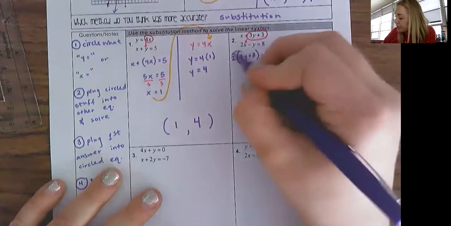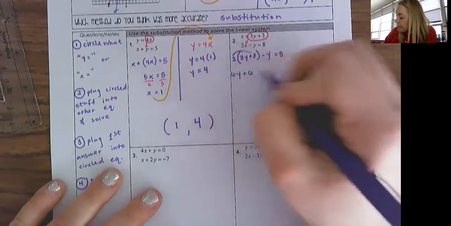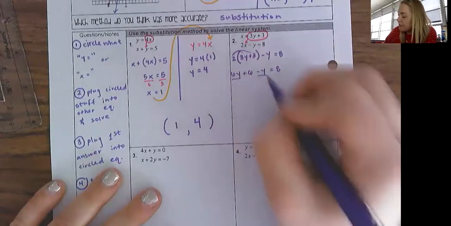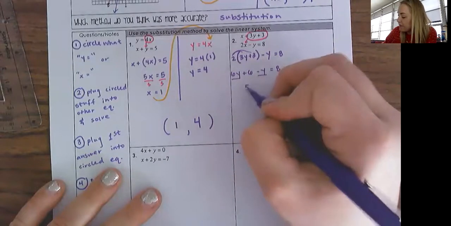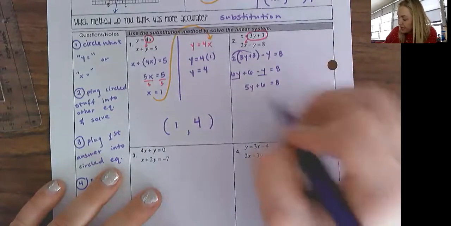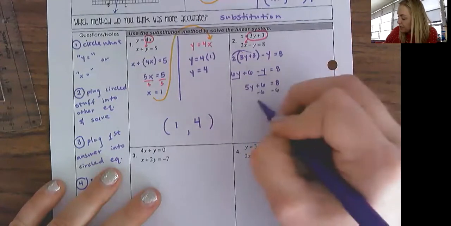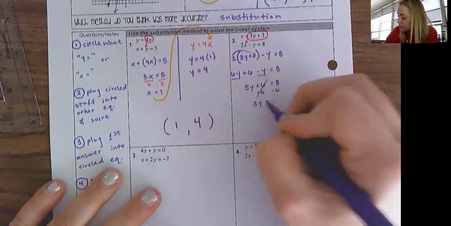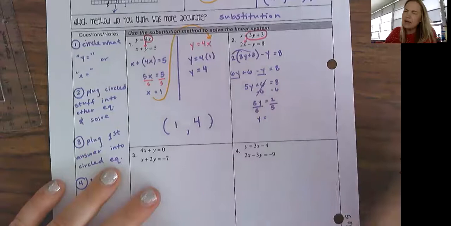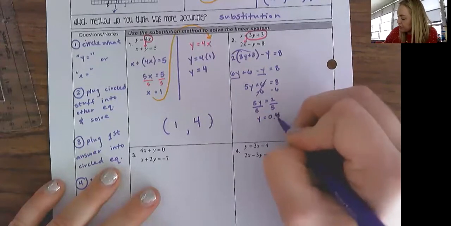Okay, let's distribute this. 2 times 3y is 6y. 2 times 3 is 6. Minus y equals 8. I can combine like terms. 6y minus y is 5y. Plus 6 equals 8. Then I can subtract 6 from both sides. And 5y equals 2. Divide by 5 on both sides. And what is that, 0.4? Y equals 0.4.